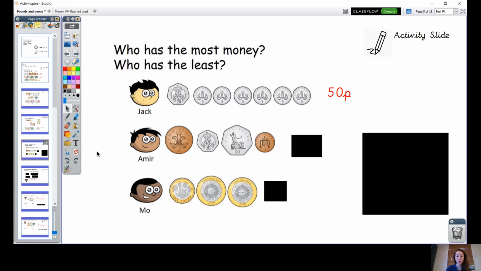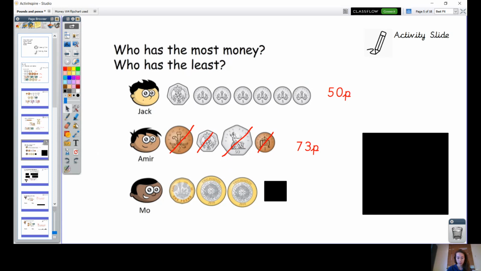Let's have a look at how much Amir's got in his piggy bank. Now, as we've learned before, it's easier to cross out what we've counted. So you might have done it this way. I'm going to take that 50, add another 20 to it, 50, 60, 70, 72, 73. So Amir has got 73p in his piggy bank.